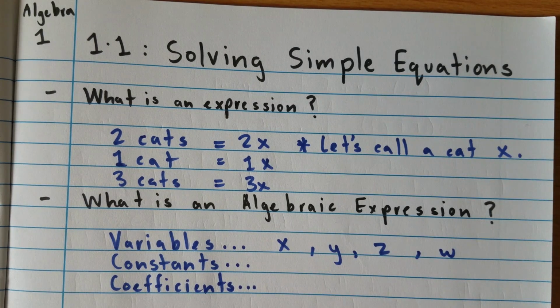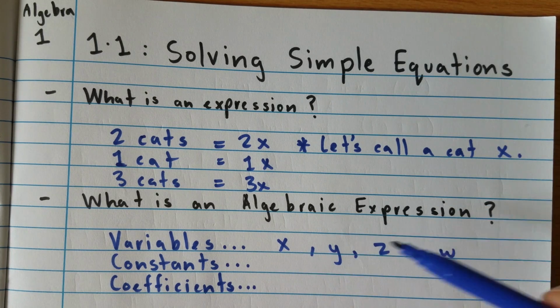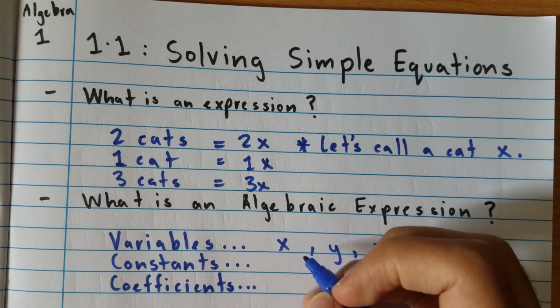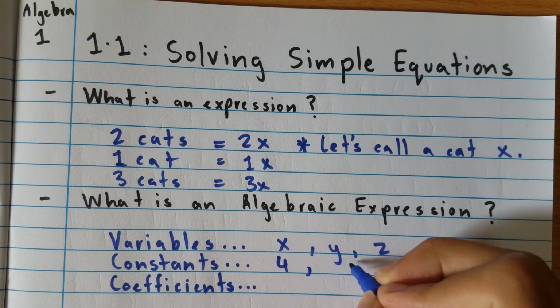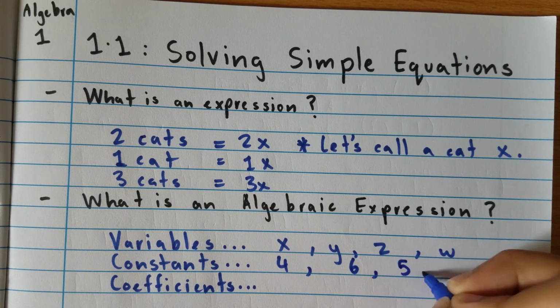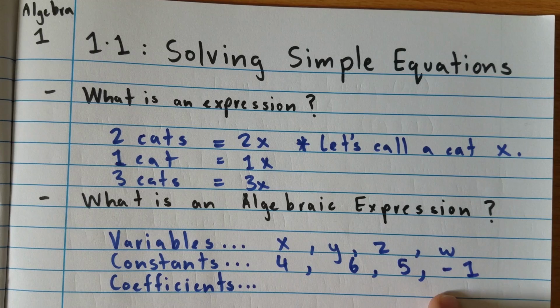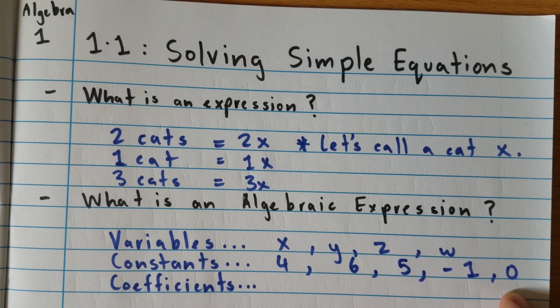So what is a variable in an algebraic expression? Well, a variable is something that you don't know. It could be anything. It's variable. You could say a variable is x. It could be y, z, or w. You could also have constants, which are just numbers like 4, 6, 5, or -1. I've included positive and negative numbers, or you could also include 0. So this is a set of integers that you could have in your algebraic expression.